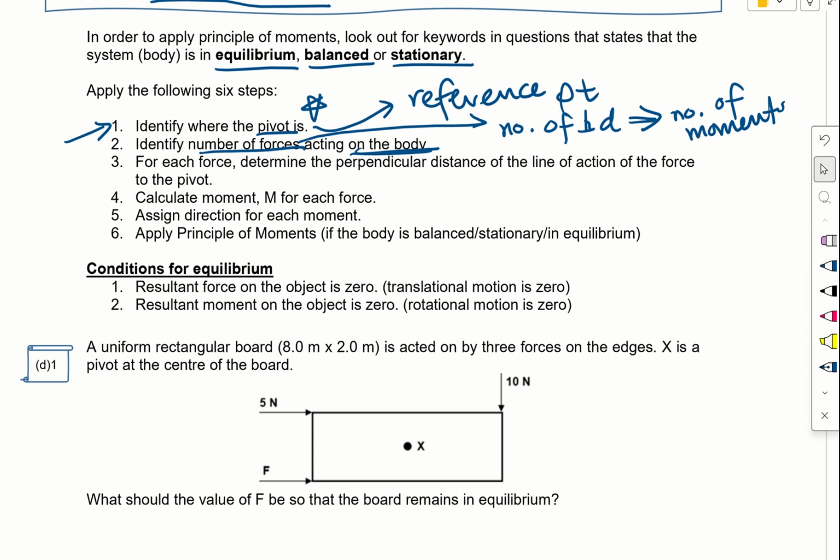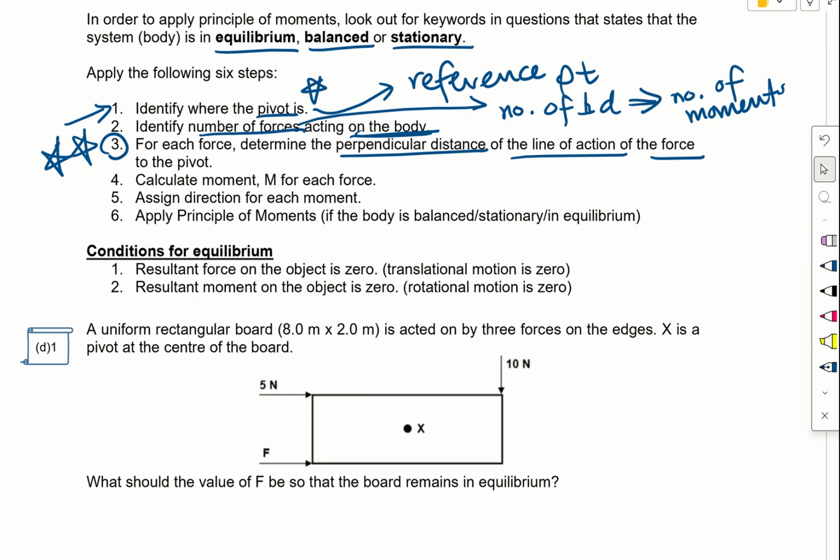Now for each force, step number 3, determine the perpendicular distance of the line of action of the force to the pivot. Okay, so this is actually the most important and difficult step. Number 1 is the basic step. You need to know where the reference point is. And number 3 is where usually students will make mistakes. Number 4, calculate the moment for each force. This is easy because moment equals force times perpendicular distance. Once you have the force and the perpendicular distance, this is easy.